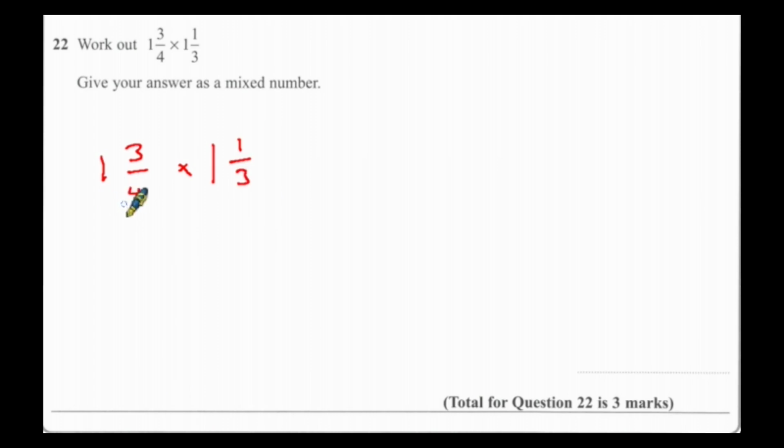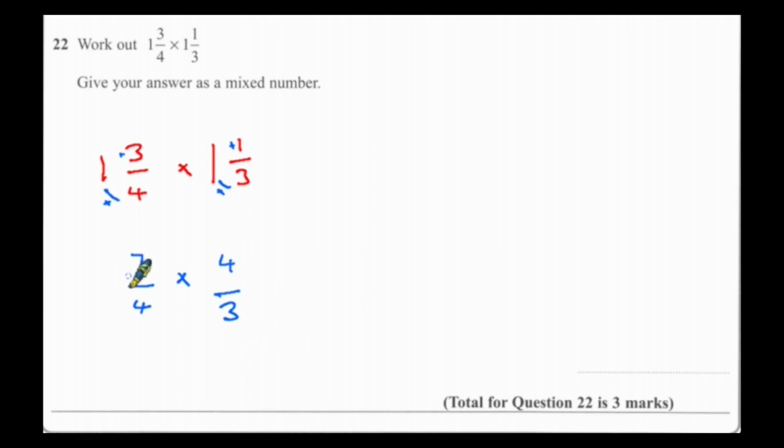Well, the first thing to do is multiply the 4 times the 1. That gives us 4, plus the 3 at the top gives us 7. So we have 7 quarters. Doing exactly the same with the second mixed number, the 3 times the 1 is 3, plus the 1 at the top is 4. We have therefore now converted, we have 4 thirds.